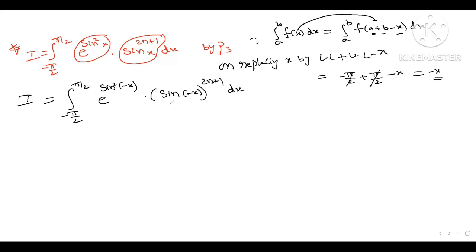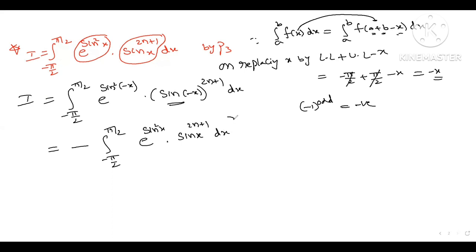But sin of minus x, what is the value? Minus sin x, power odd number. It is going to be minus, power odd number is equal to minus, negative. So minus pi by 2 to plus pi by 2, e to the power sin square of minus x is plus sin square x, into sin x to the power 2n plus 1 dx. Okay, this is nothing but I.